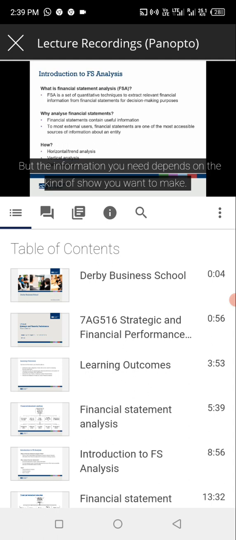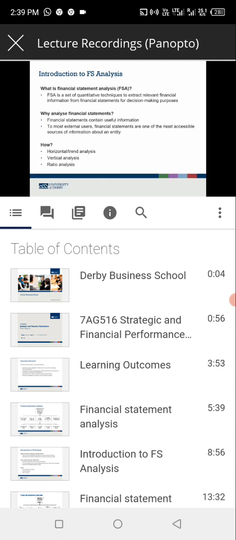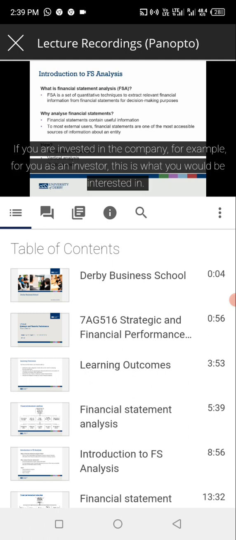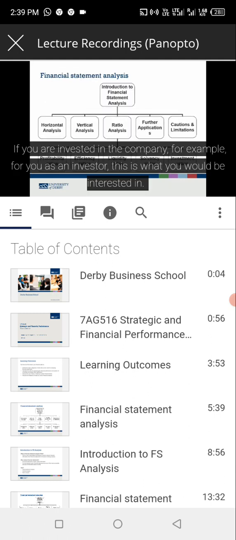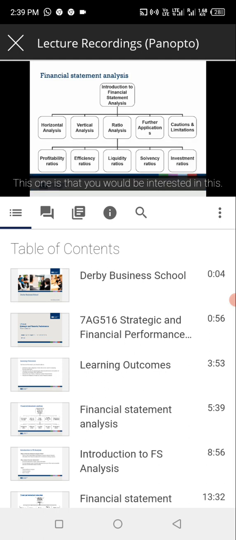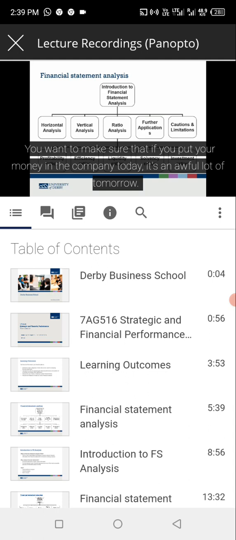But the information you need depends on the kind of decision you want to make. If you are investing in a company, for example, for you as an investor, this is what you will be interested in. You want to make sure that if you put your money in that company today, it will not collapse tomorrow.